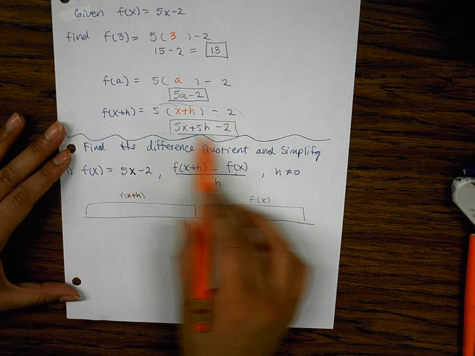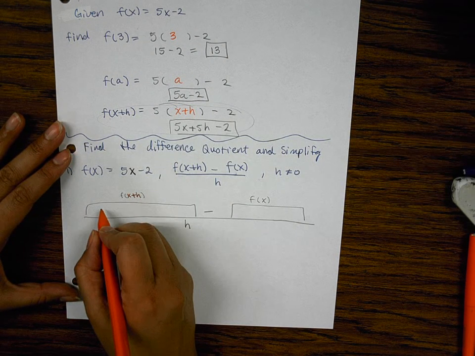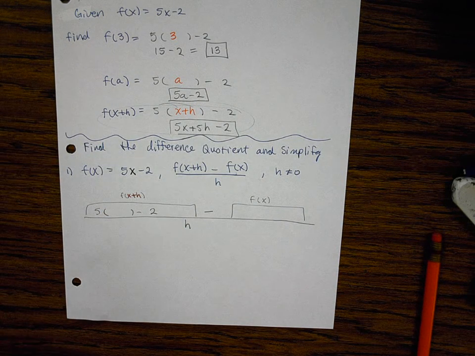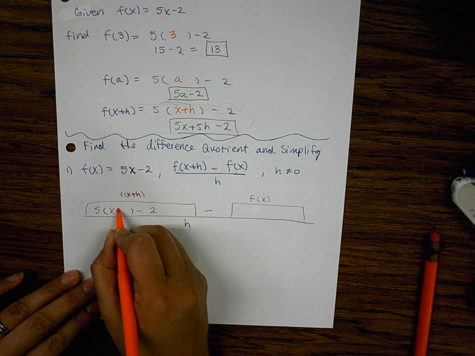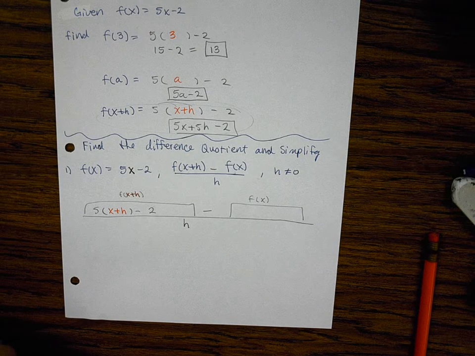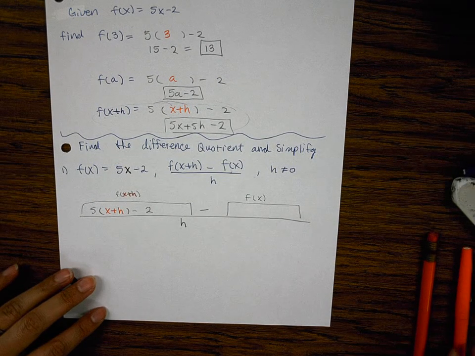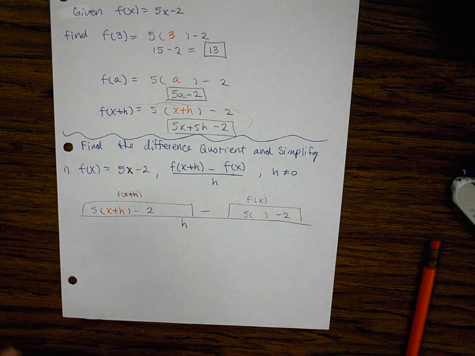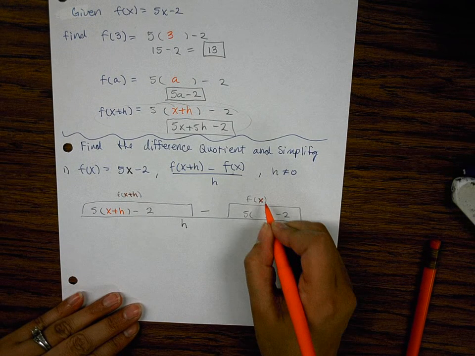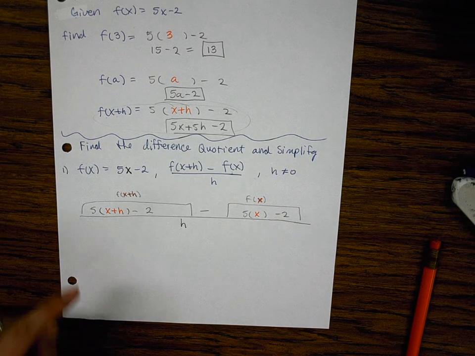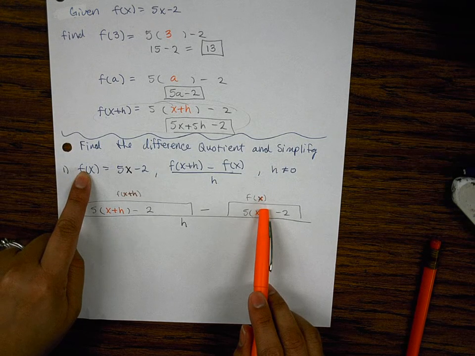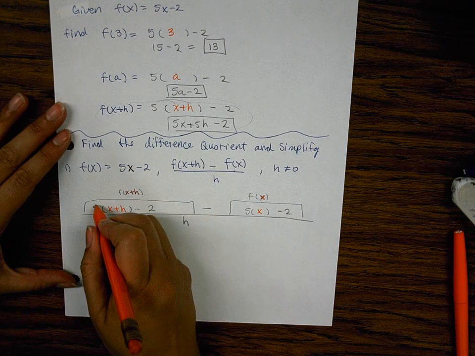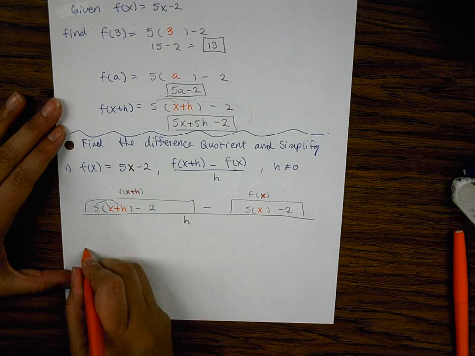All right, so this piece should end up being just what we did up here, f of x plus h. So 5 blank minus 2, and in the blank I'm going to put the x plus h. This one here, 5 blank minus 2, into the blank I'm just going to put the x, which really is f of x, the original function. F of x is 5x minus 2. I really didn't change anything.